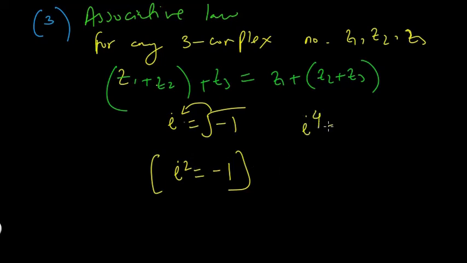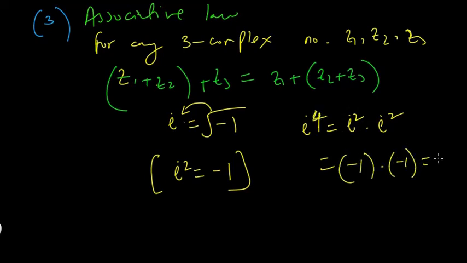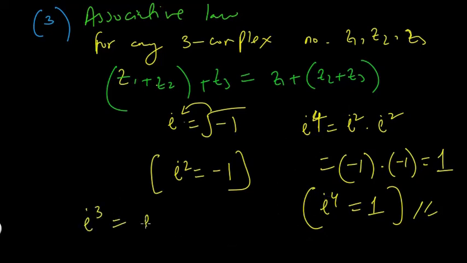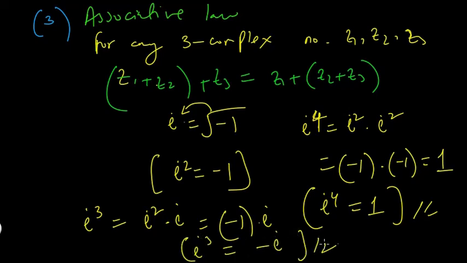Similarly, we can do it for iota to the power 4. Iota 4 is iota square times iota square, because the powers add: 2 plus 2 is 4. Iota square is minus 1 and iota square is also minus 1, so iota to the power 4 is plus 1. Since we got this, we can also find iota cube. Iota cube is iota square into iota. Iota square is minus 1 and iota is iota, so iota cube is minus iota. This is the power of iota.